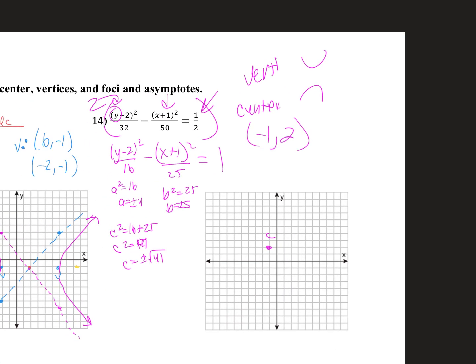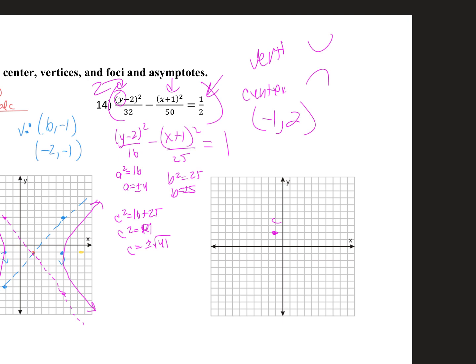Very important. So understand that your vertices, when you add and subtract your a value, it's going to go to the y, not the x. So I'm going to add and subtract 4 to my y value to find my vertices. If I add 4 to 2, I get negative 1, 6. If I say 2 minus 4, I get negative 1, negative 2. So negative 1, 6, and negative 1, negative 2 is here.